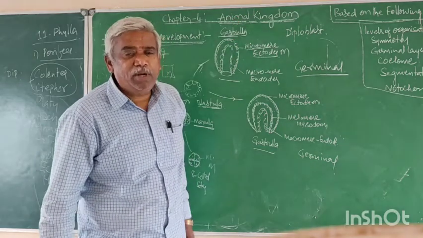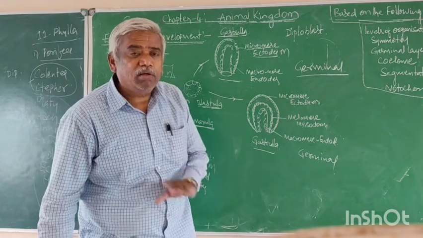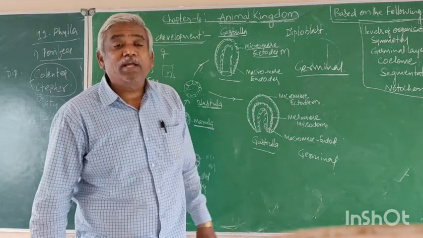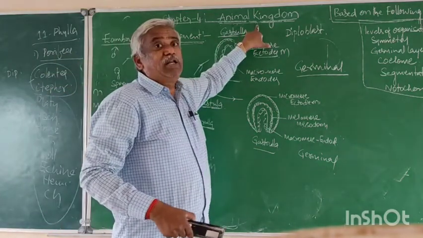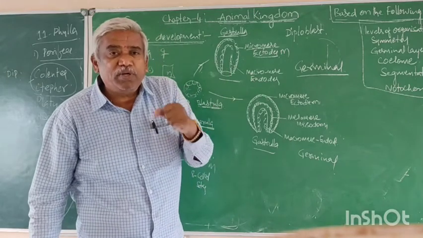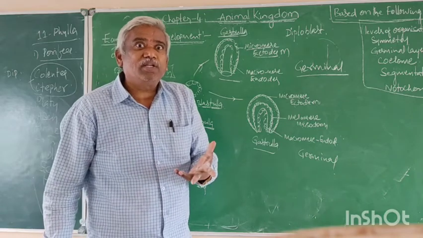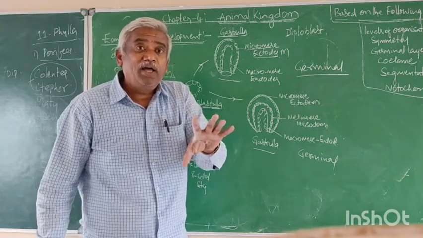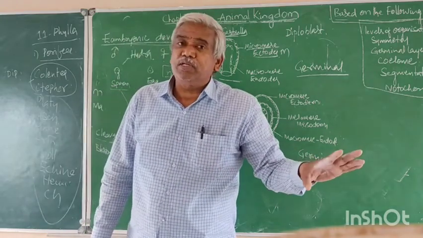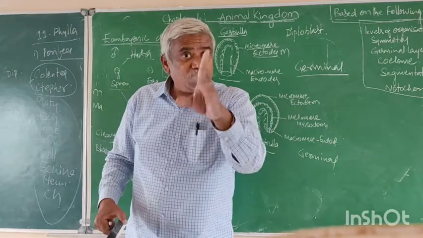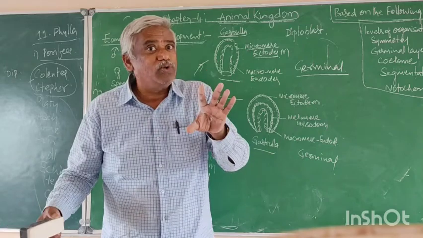In the animal kingdom, how many phyla are there? Eleven phyla. What is the symmetry in porifera? No symmetry. Porifera is the only asymmetrical phylum in the animal kingdom. The remaining phyla show symmetry, either radial or bilateral, but not both.